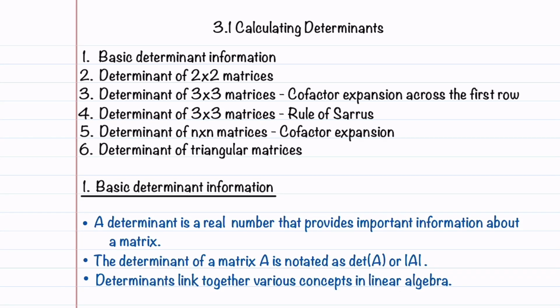This video is part of a series of videos on linear algebra and its applications and covers section 3.1 on calculating determinants. I'll teach you all about how to calculate 3x3, 4x4, and higher determinants using the cofactor expansion method, and also teach you how to calculate 3x3 determinants using the Rule of Sarrus, otherwise known as the shortcut method.